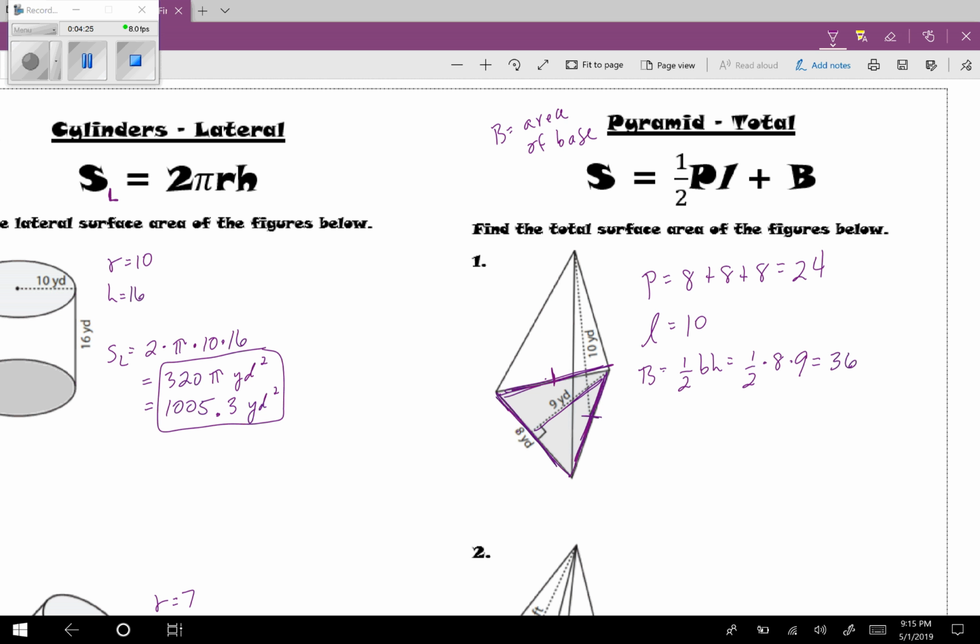And now we're ready to plug into the formula. Our total surface area is 1/2 times the perimeter, which is 24, times the slant height, which is 10, plus the base, which is 36. We only add that base once because there's only one base. Then you plug this into the calculator and you get 156, and it's yards squared.